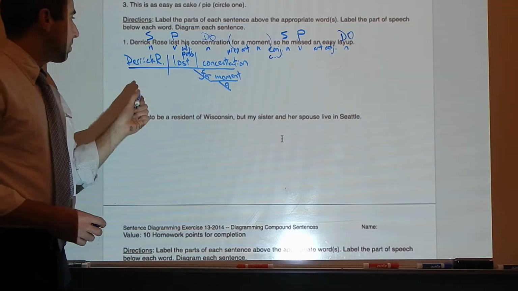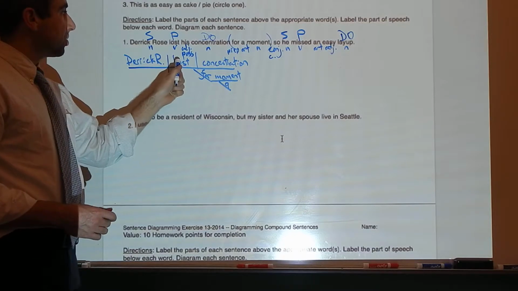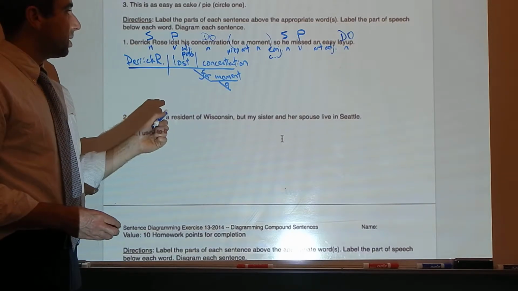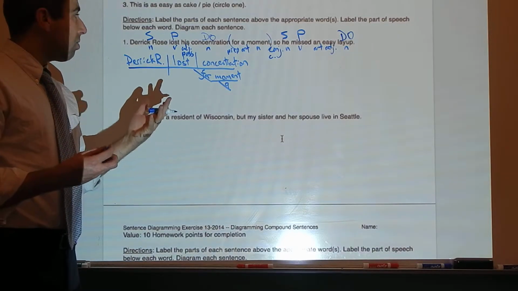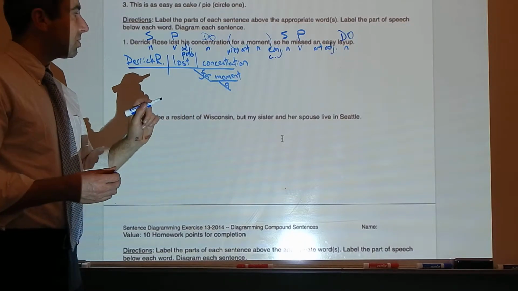Okay, I hope this is what you got. Derek Rose is the subject, lost is the predicate, concentration is the direct object. When or how did he lose it? Just for a moment, but that was enough.